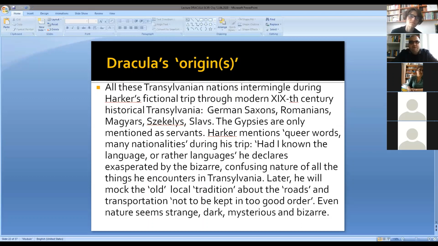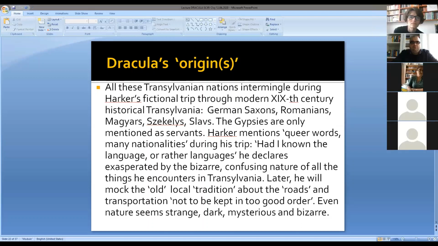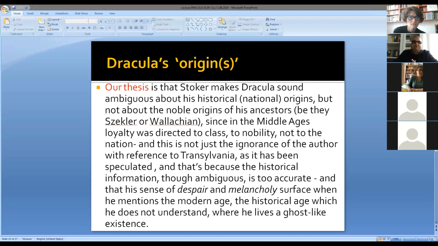Later, he will mock the old local tradition about the roads and transportation, quote, not to be kept in too good order. Even nature there seemed strange, dark, mysterious, and bizarre. Our thesis is that Stoker makes Dracula sound ambiguous about his national or historical origins, but not about the noble origins of his ancestors, be they Székely or Wallachian, since in the Middle Ages loyalty was directed to class, to nobility, not to the nation.